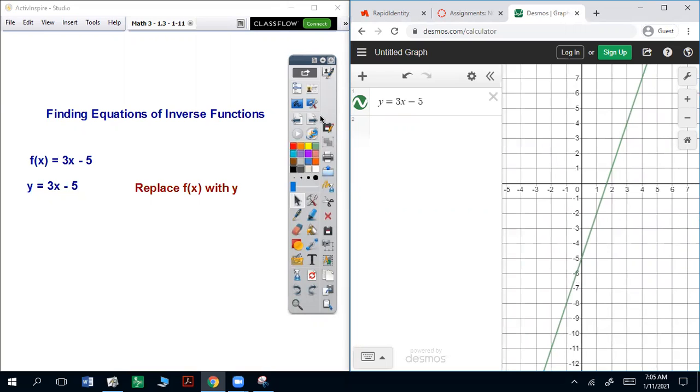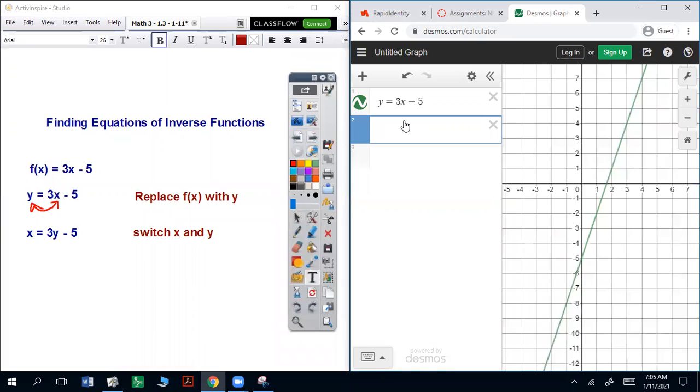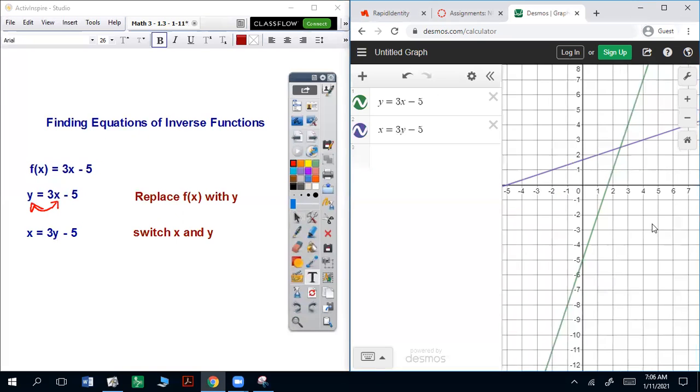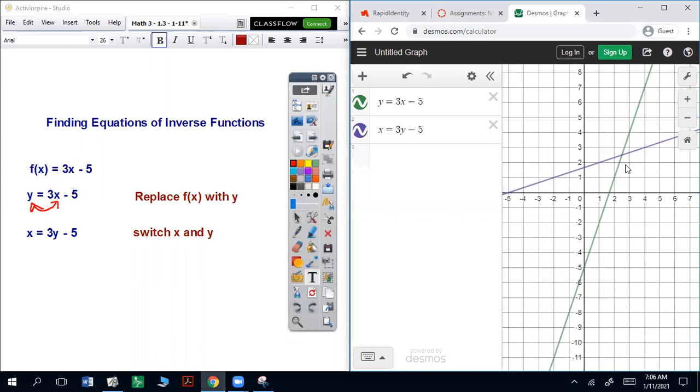The next thing is you're going to replace the x with the y. So you're going to literally switch the x and the y in your function. If there's more than one x, make all of them y, but usually we just switch those two. And as you're going through, you can see what the inverse looks like. You can literally type in x equals 3y minus 5, and so you can see that inverse function there. I'll talk about some patterns you'll recognize when you graph them later.